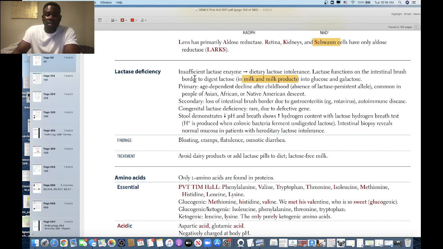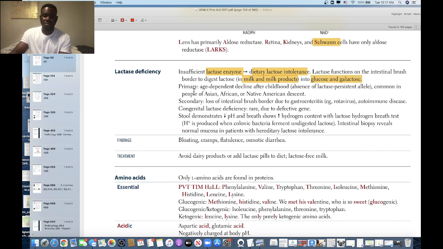So let's just go through it quickly. Insufficient lactase enzyme leads to dietary lactose intolerance. So anytime the person eats milk and milk contains lactose, they cannot digest it. So the lactose will accumulate in the GI tract and pull water from the GI tract to itself, and that will cause osmotic diarrhea. Lactase functions in the intestinal brush border to digest lactose that is in the milk. We break down the lactose into glucose and galactose, as written here.